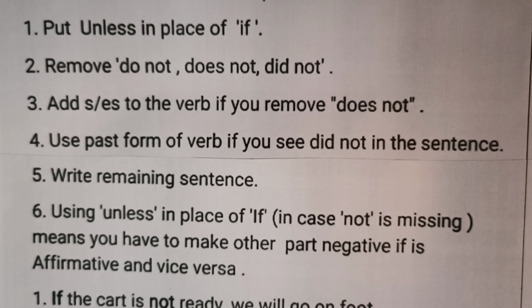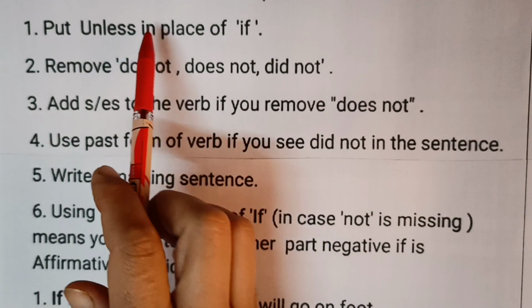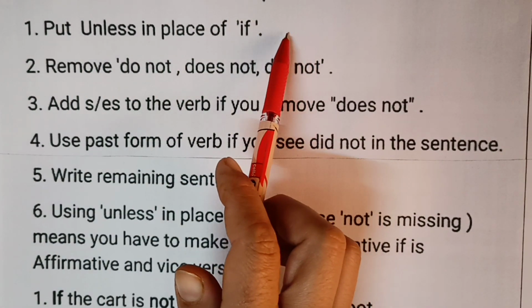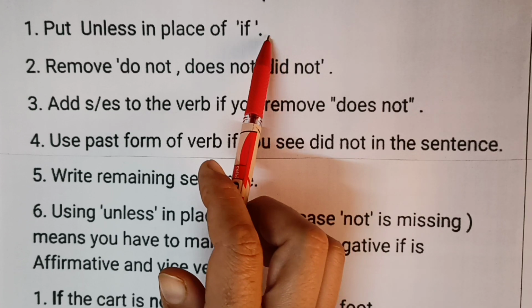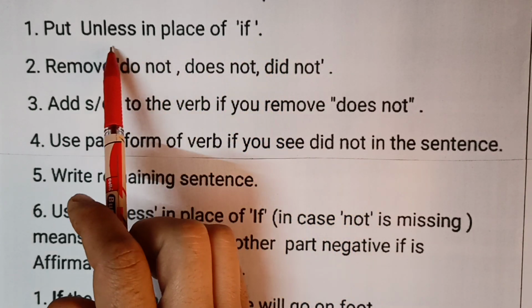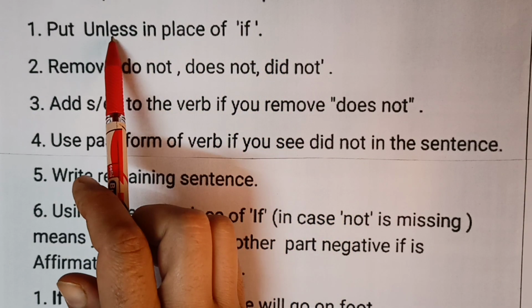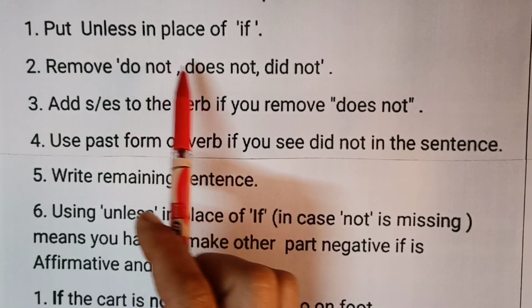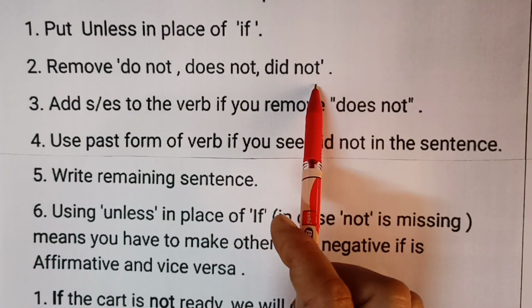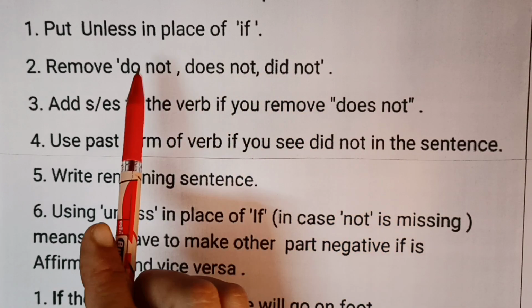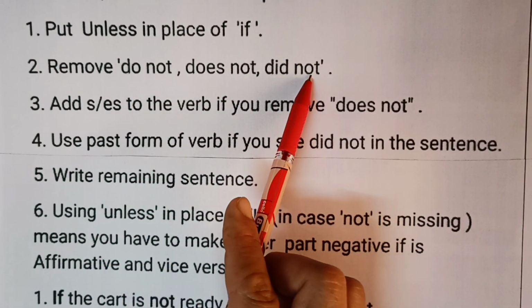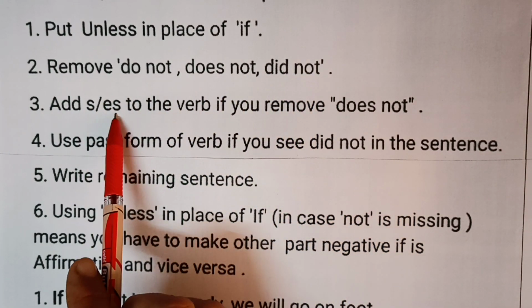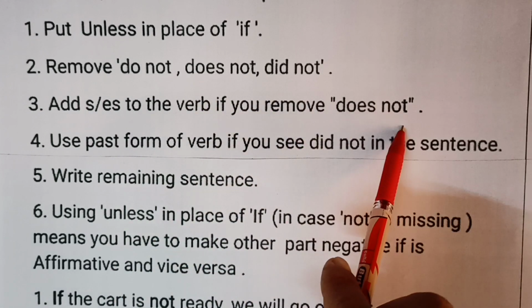Now let's recall what we have done. Put unless in place of if in case you get a statement to rewrite using unless. So instead of if, you will write unless. Remove do not, does not, did not if it is there in the statement. You will remove the negative in the statement. Add s or es to the verb if you remove does not.